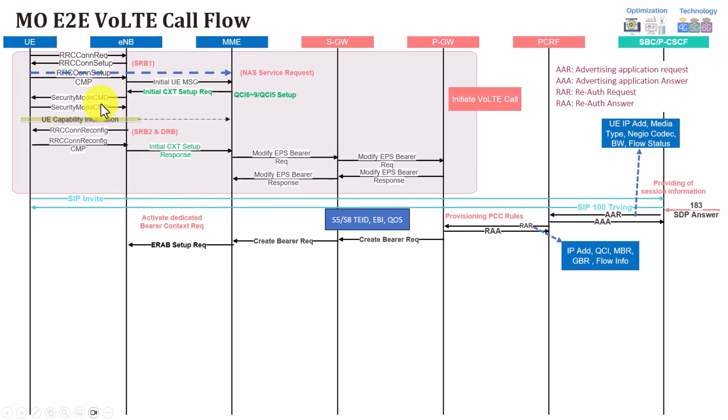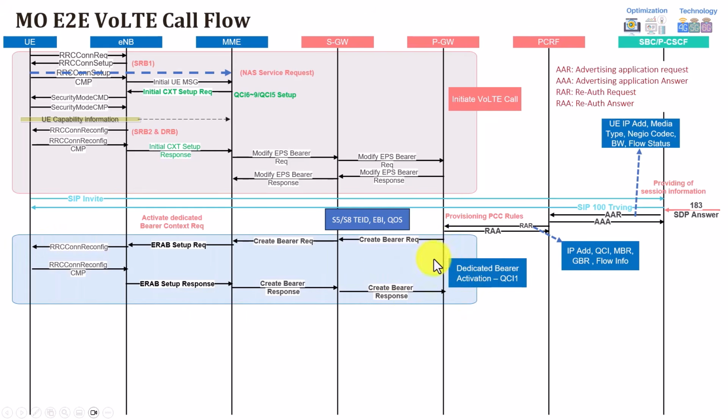Then the node B will send the same information, including the quality of service for XI1, through the RRC configuration, including the DRB information for XI1, to the UE. Then the UE will reply, coming back with E-RAB setup response, then create bearer response, and so on. This is acknowledging the connection. Once this is completed, it means the dedicated bearer is already activated.